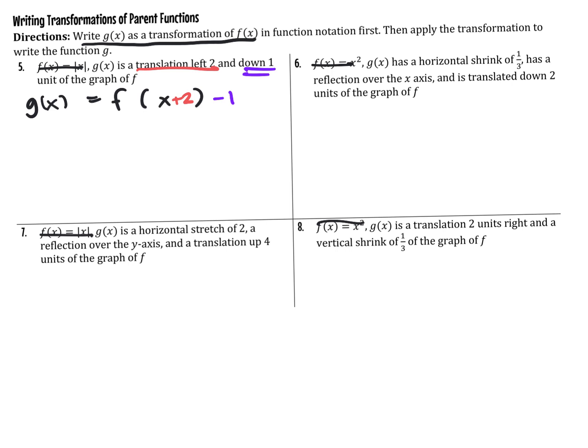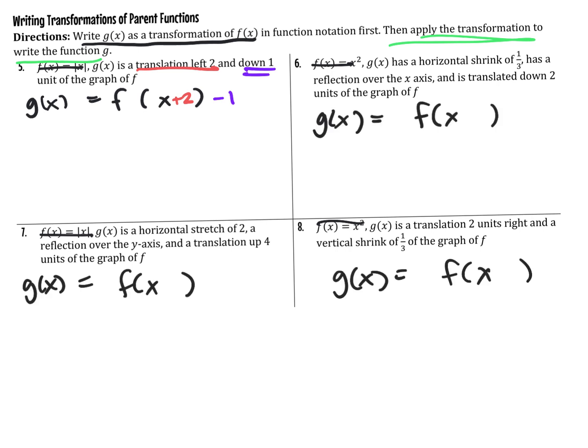Now we are going to have to come back and do another step because it says then apply the transformation to write the function g. Right now we're writing g as a function of f, but eventually we're going to be writing g as a function itself. So go ahead and pause the video and work through 6, 7, and 8, just the function notation part on your own. So here we go.